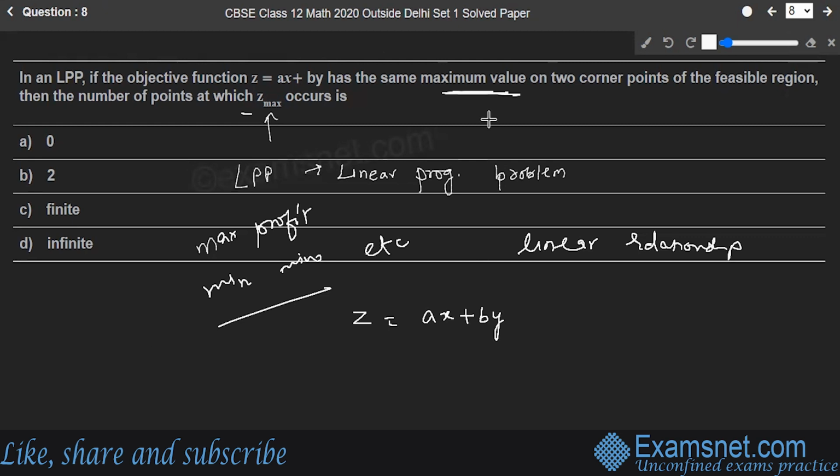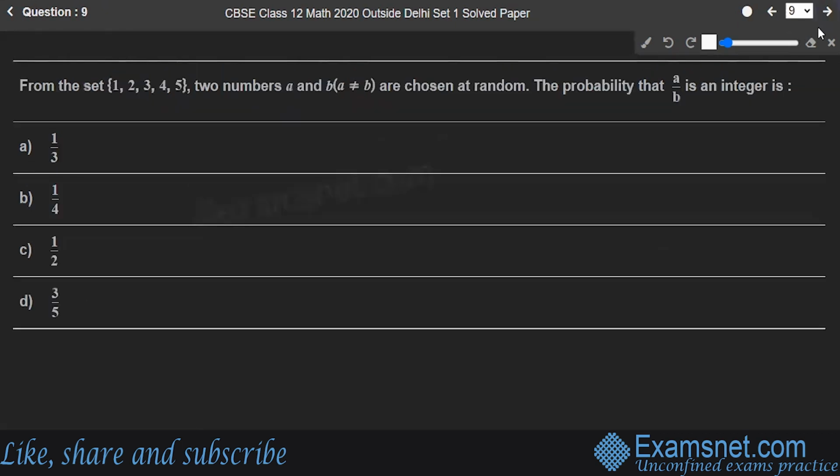Therefore, which are given to you over here as z max. Thus, the number of points at which z max occurs is simply infinite. Option D is your correct answer. Hope you got that. Next, question number 9.